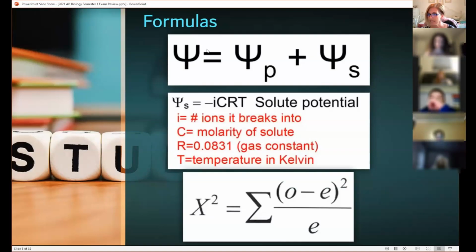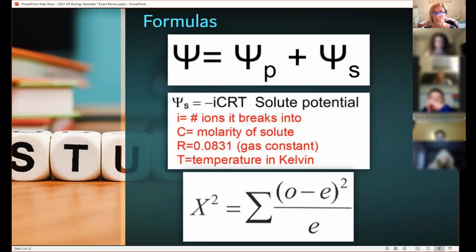Water potential is that psi, which is equal to pressure potential plus solute potential. Solute potential is always negative. Pressure potential in an open container or in animal cells is going to be 0. So you only use pressure potential really when you have a plant cell. So the big thing is you need to be able to calculate solute potential. Remember that's negative iCRT. I being the number of ions it breaks into in solution.